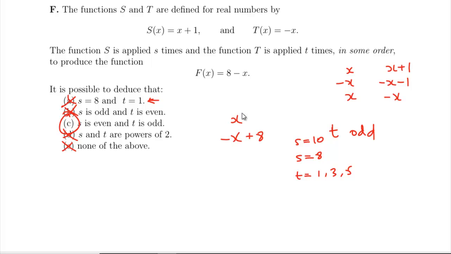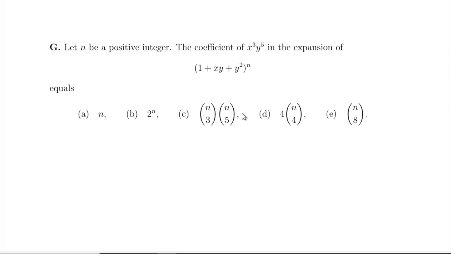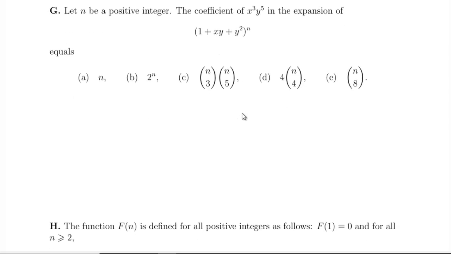So a little bit trial and error, a lot of trial and error on that one. Right, G. Let n be a positive integer. The coefficient of x cubed y to the 5 in the expansion of this equals what? Okay, x cubed y to the 5. So we need to be combining at least those.